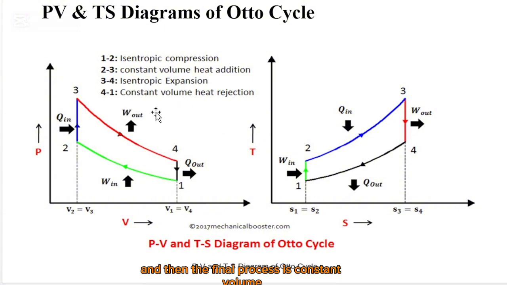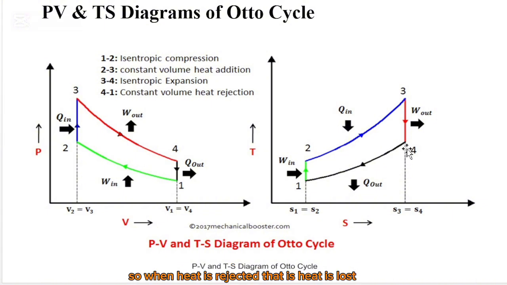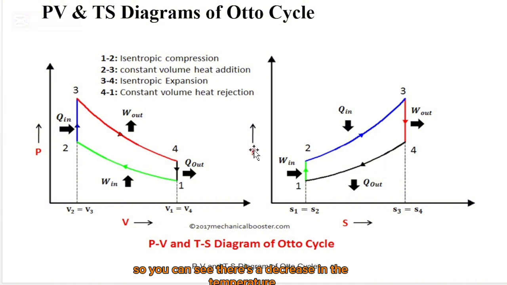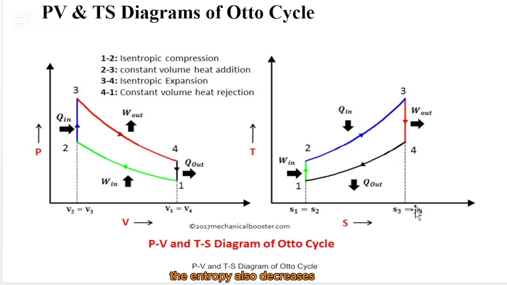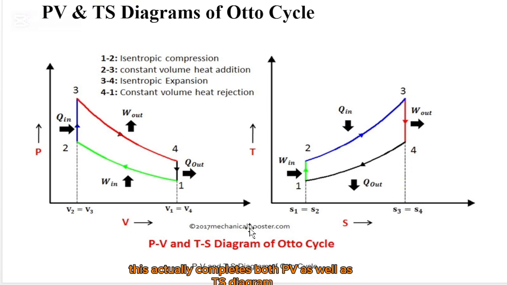And then the final process is constant volume heat rejection, that basically happens at the bottom dead center. That is represented by the 4 to 1 process. When heat is rejected, that is, heat is lost, you can see there is a decrease in the temperature, and when heat is rejected, the entropy also decreases. So this completes both the PV as well as the TS diagram.